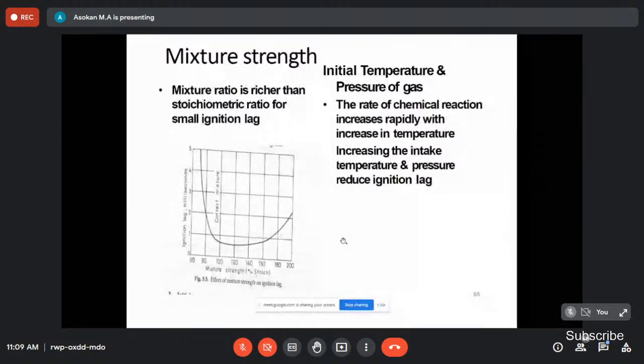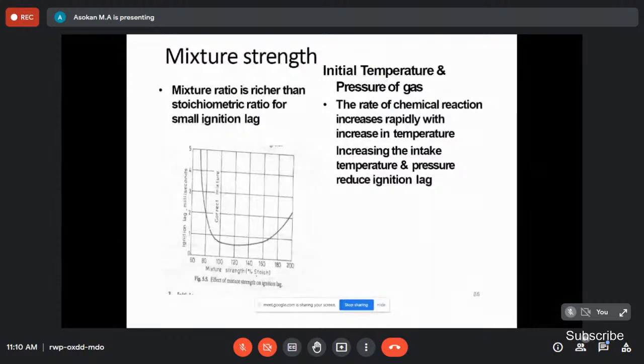So a mixture ratio richer than the stoichiometric ratio gives a small ignition lag. Okay, see this diagram, mixture strength 1.2. So it is a little richer than the stoichiometric ratio. The ignition lag time is around 0.5 milliseconds. Okay. So in case of too rich, again this ignition lag time increases. If it is too lean, the ignition lag time also increases.